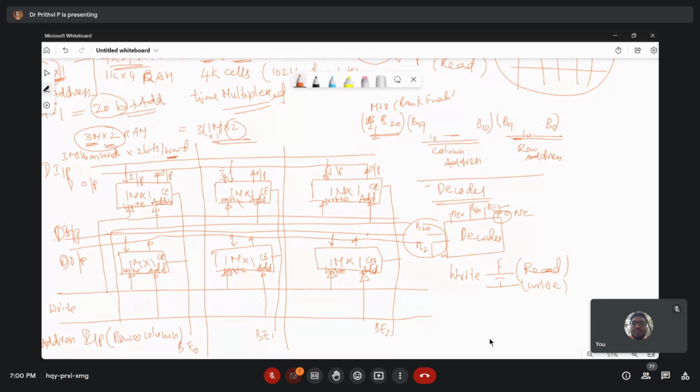In contrast to this, we have ROMs. ROMs are something like firmware or userware programmed. You can have two types of ROMs. Firmware is pre-programmed. A simple example I can give you is a calculator.